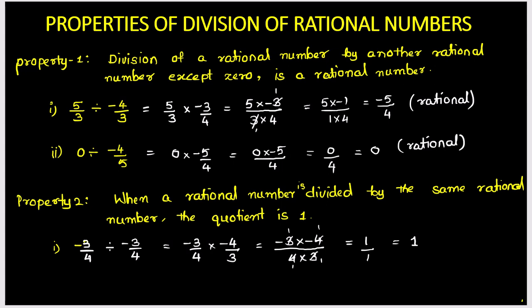So what is given here? When you divide a rational number by the same rational number, then the result is 1. But children, here you have to understand one thing, that 0 is not applicable. If 0 is divided by 0, then the result is not 1. So here in brackets you have to write except 0. If a rational number is divided by the same rational number, then the result is 1.